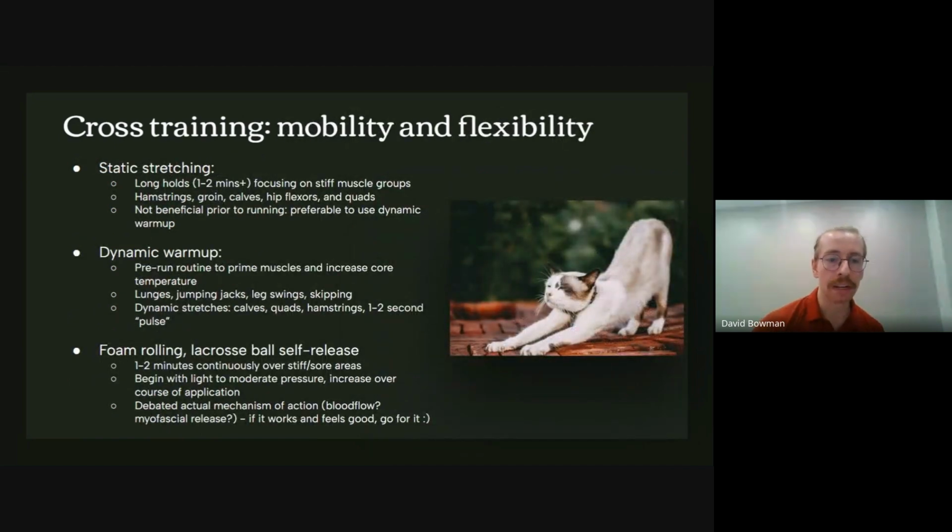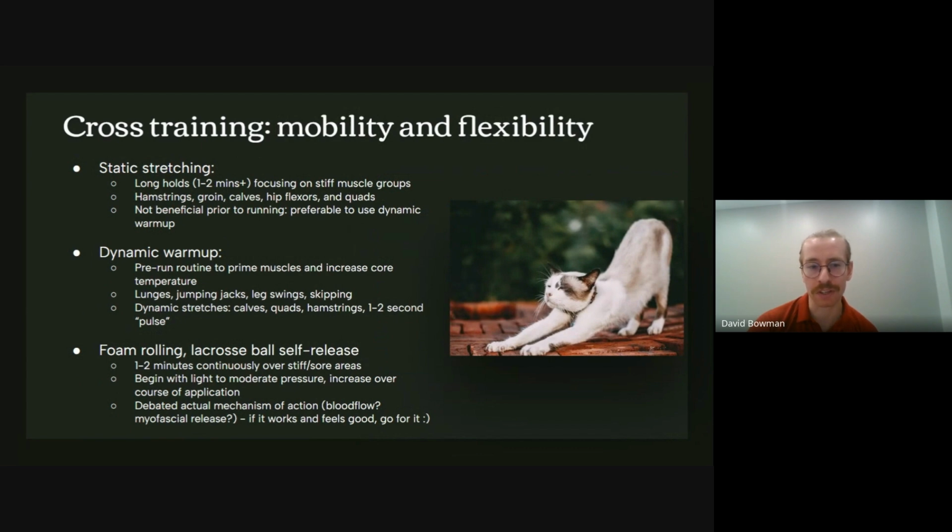Let's dive a little bit into our mobility and flexibility training. So again, I've kind of got three domains for us to think about in this section. Our first domain is our conventional static stretching. And this would be our long holds for maybe 1 or 2 minutes or even longer that focus on stiff muscle groups. Typically in trail runners, we'll see this being kind of our hamstrings, groin, our calves, hip flexors, quads, all those guys. I would say that static stretching is not something I want people to include prior to running.